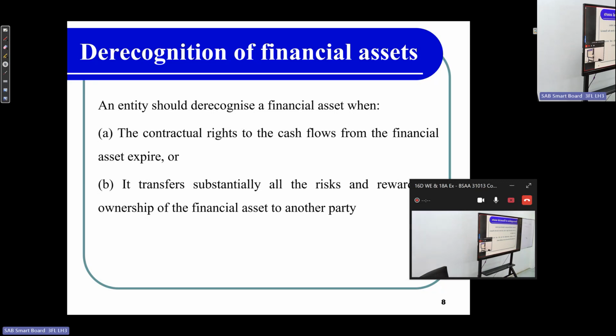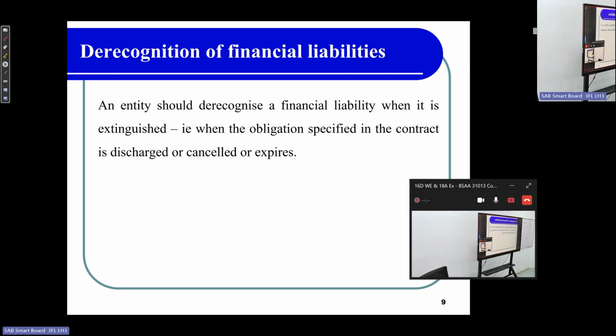Next one, expire. Let's say there is a provision for warranty. For instance, we have an obligation for 6 months. Once 6 months goes, the obligation expires, and then we can derecognize. So that's an example for you to understand extinguish.